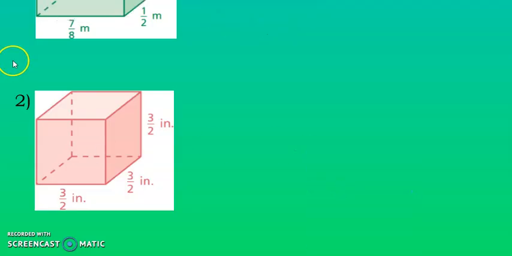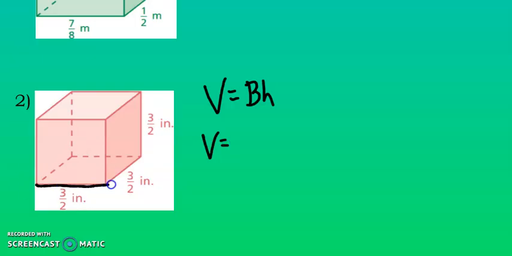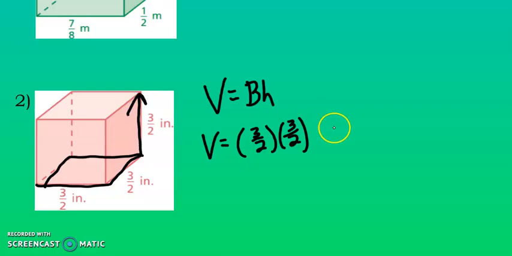Again, we have a rectangular prism, so we're going to find the volume using area of the base times the height. So volume equals, well, the area of the base, this is the base right here. So I'm finding the area first, and then I'm seeing how many times I can stack this area on top of itself to fill it up. Length times width is how we find the area of the base for a square or a rectangle, so 3/2 times 3/2. We take all that and multiply by how tall it is, the height. Another 3/2.